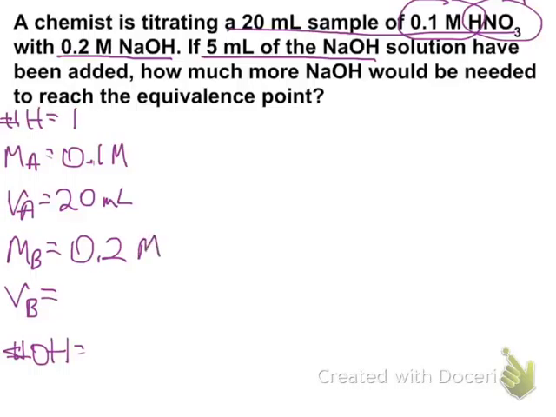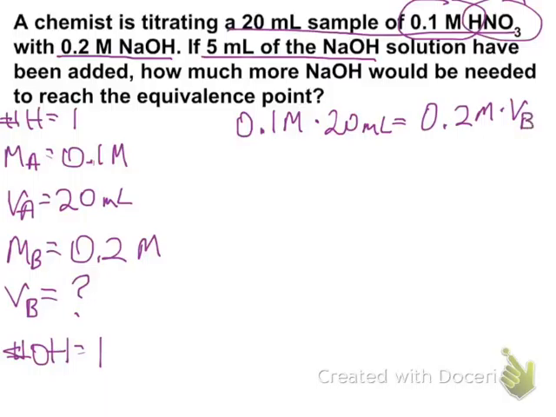And it tells us we've got 5 milliliters of sodium hydroxide, but it also wants to know how much more we're going to have to add to get to the equivalence point. So for right now, we don't know the volume of our base. We'll deal with our 5 milliliters later, and our OH is also 1 here. So we go and plug everything in. We know we've got 0.1 molar acid, and we've got 20 milliliters of that. That's equal to our 0.2 molar base times the volume of the base, which is what we're looking for. And again, left the ones out, not going to change our math.